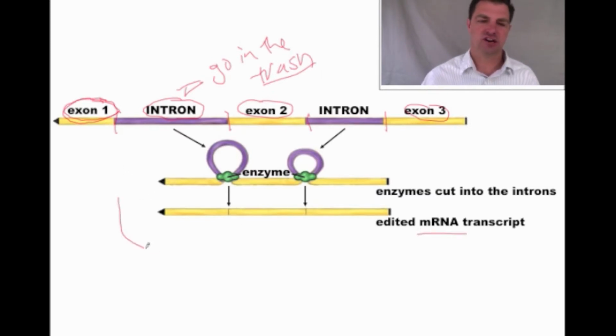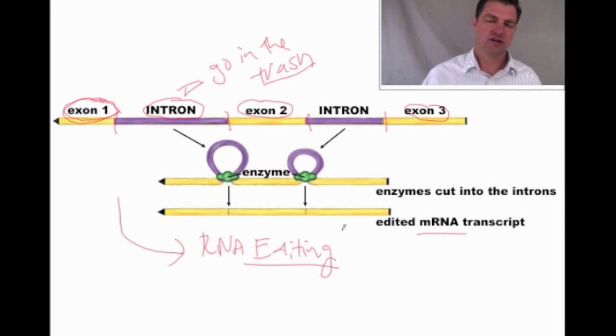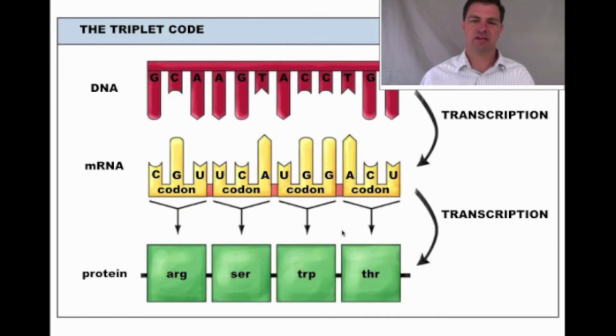So this process here is called RNA editing. It doesn't happen in all cases, in all cells, but it does in cells like ours, for example. So the introns go in the trash, and you keep the exons, and that becomes our mRNA. So we took our DNA and copied it into RNA, and then we cut out the introns. Those went into the trash, and so now this is my edited piece of RNA.